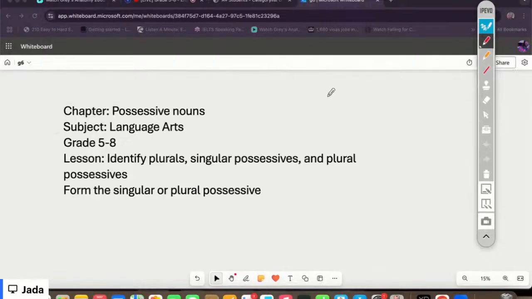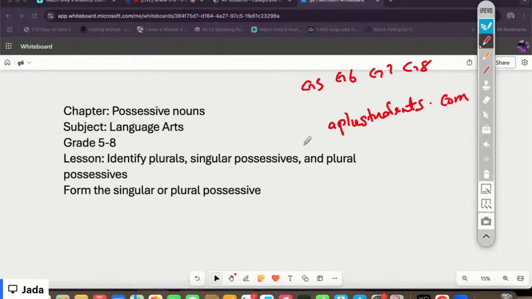So today we will have possessive nouns. This class is for G5, 6, 7, and 8. First, log in using aplusstudent.com. Click on your name, move on to language arts. We will get this lesson under grade 6, okay? So possessive nouns, and the lesson will be identify plural, singular possessive, and plural possessive. Form the singular or plural possessive.